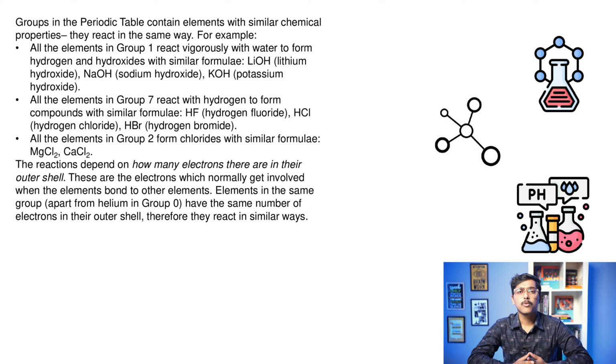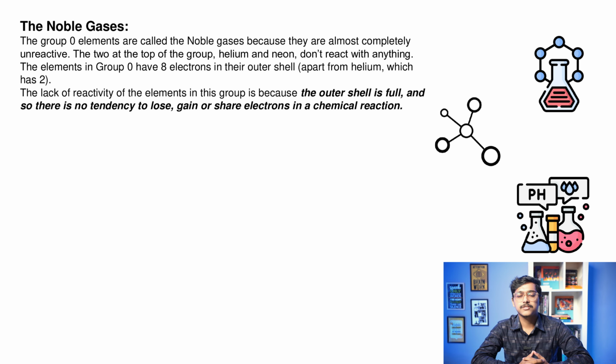But the question is, why do elements in the same group have similar chemical properties? Well, the reactions depend on how many electrons there are in the outermost shell of the elements. These are the electrons which normally get involved in chemical reactions when elements bond with each other. Elements in the same group, apart from helium in group 0, have the same number of electrons in the outermost shell. Therefore, they react in similar ways in a chemical reaction.